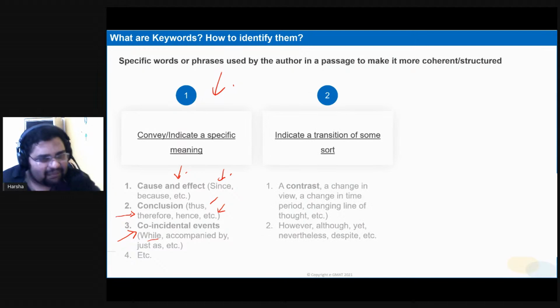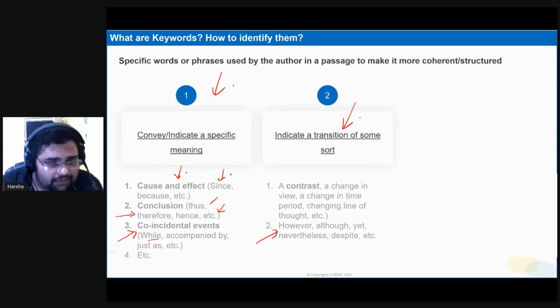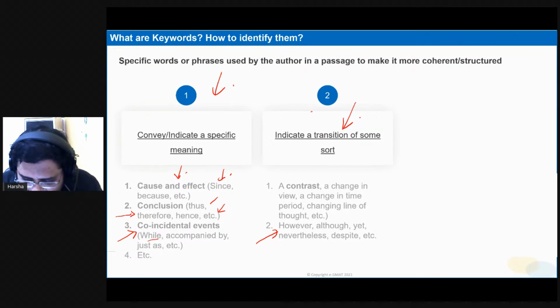Let's talk about another type of keywords. There are keywords which the author uses in a passage to indicate some kind of transition. A typical kind of transition is a change in direction. Again, coming back to work from home. Work from home is great for employee productivity. That means the author is telling you something great about work from home. And then you see a word like however. When you see a word like however, you know that he's going to bring in a change in direction. However, work from home is causing a lot of stress in employees, for example, right? That's a change in direction. So that's one example of a transition.